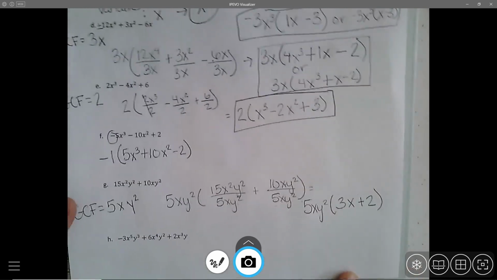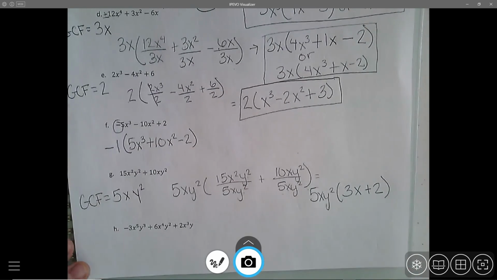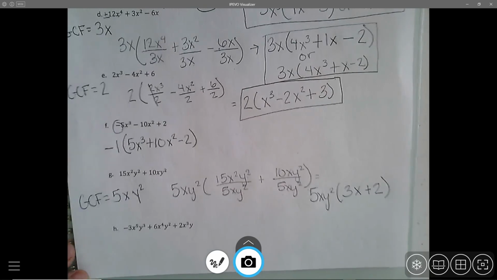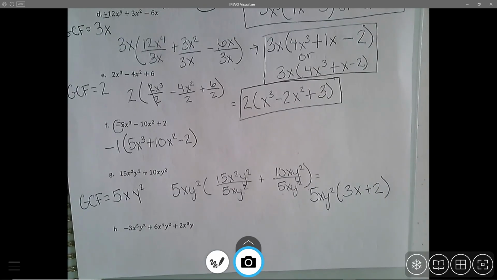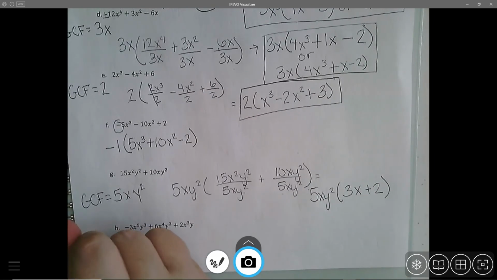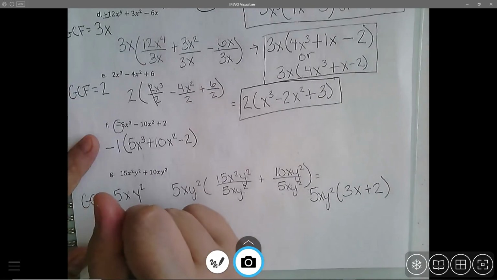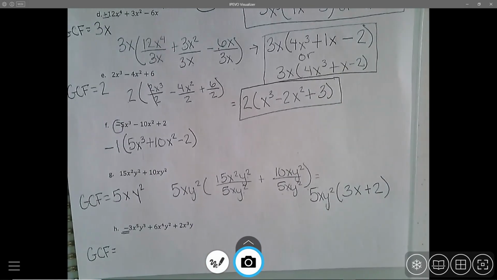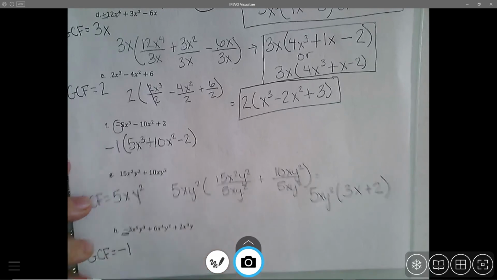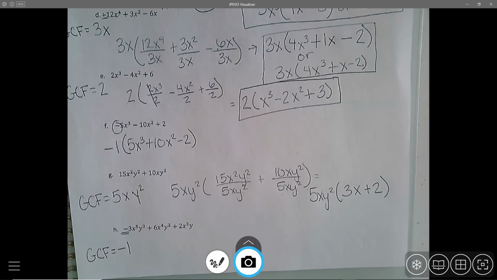Okay, now looking here at the last one on these notes. Okay, my numbers are -3, 6, and 2. Okay, now the only number that they share in common is a 1. But now, look here. Leading term is negative. So I know I have to take out a -1. If your leading term when factoring is negative, take out a -1 with your GCF.